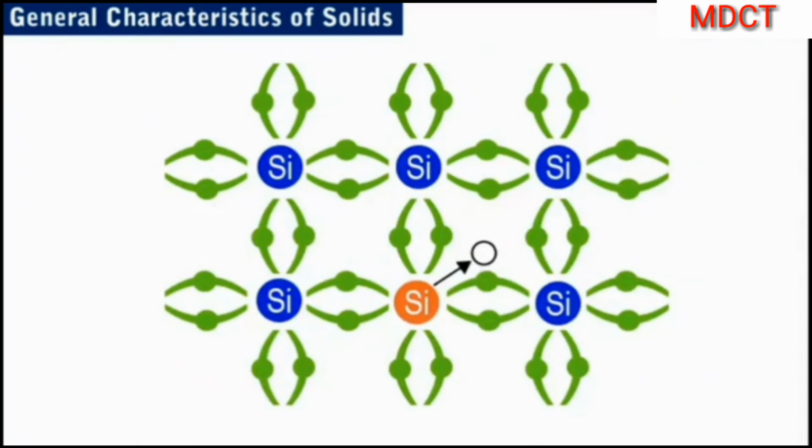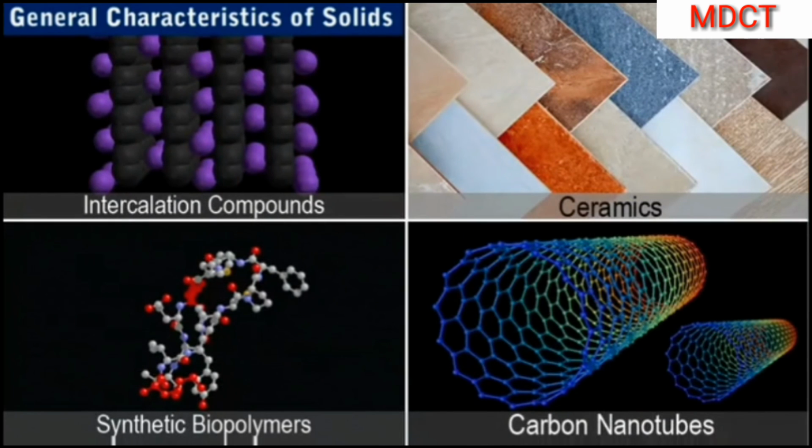For example, the conductivity of silicon increases with the addition of impurities such as arsenic. So, a solid with the desired properties can be prepared by altering its structure. Some solid materials that were prepared for applications in various fields are superconductors, certain ceramics, synthetic biopolymers, and carbon nanotubes.